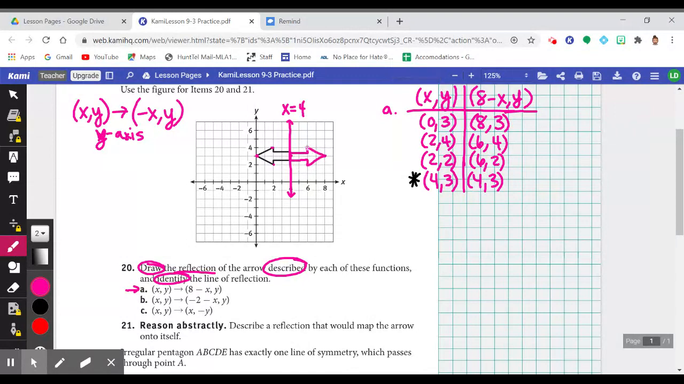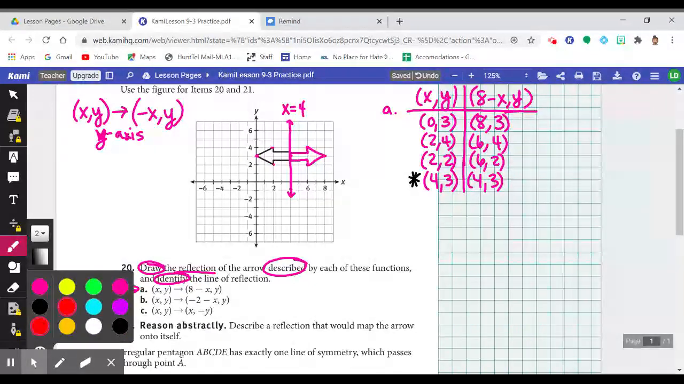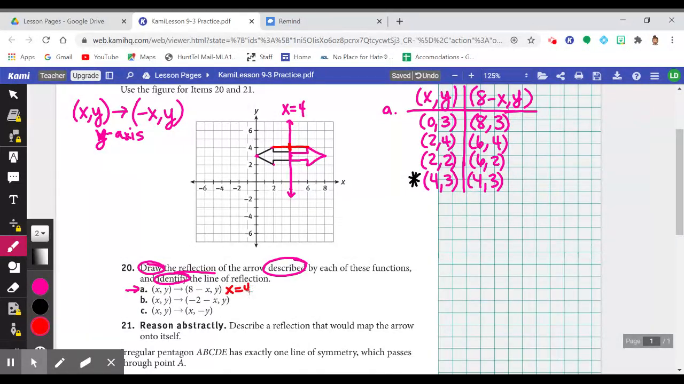Well, we know a reflection is a rigid motion, so this image should look pretty close to our pre-image. And hopefully we can find the line of reflection. One of the best ways to do it is by connecting corresponding points, and then finding the distance halfway. So if I connect this vertex to this vertex, which are corresponding points, the tip to the tip, halfway between those two points is my line of reflection. So the line of reflection for item A should be x equals 4.